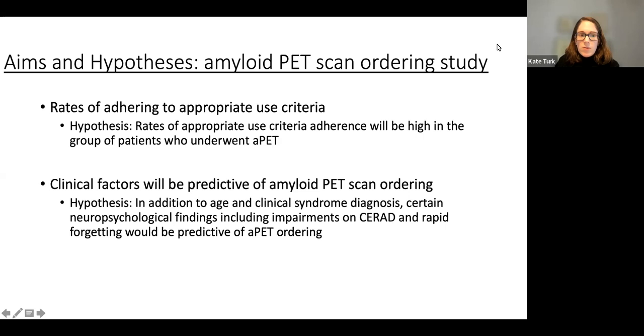Our initial aims for this first study were to look at the rates of adherence to the appropriate use criteria. We suspected and hoped that our appropriate use criteria rates would be relatively high among the patients who underwent an amyloid PET scan in the clinic. Then we explored the clinical factors that might be predictive of ordering an amyloid PET scan. We hypothesized that in addition to age and clinical syndrome at diagnosis, certain neuropsychological findings, including impairments on certain memory measures like the CRAD or the presence of rapid forgetting, might be predictive of amyloid PET scan ordering.